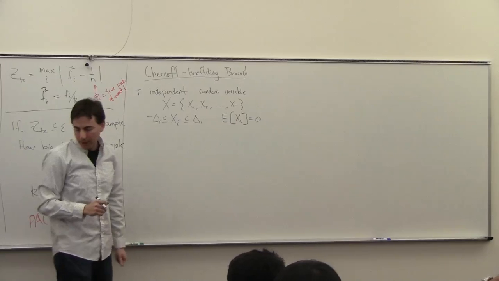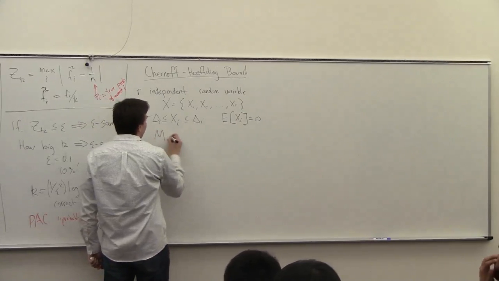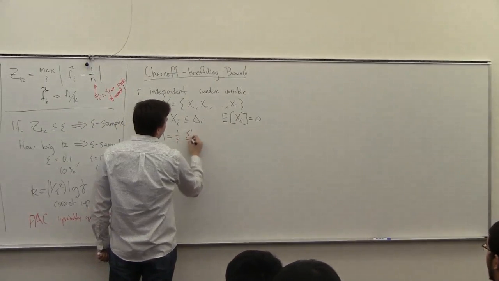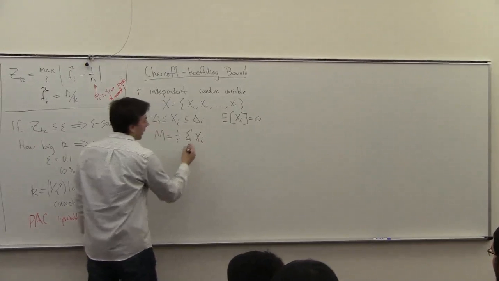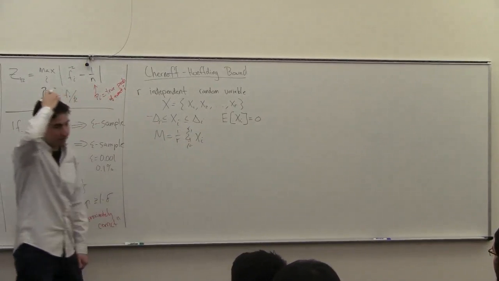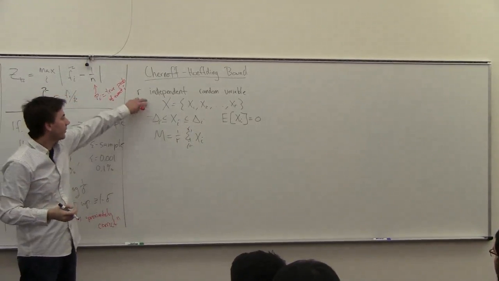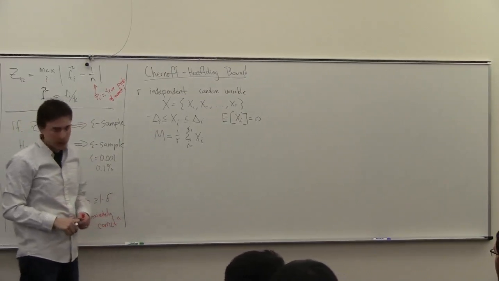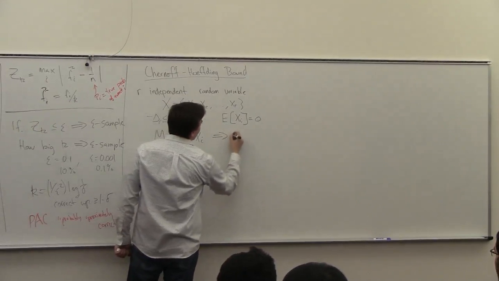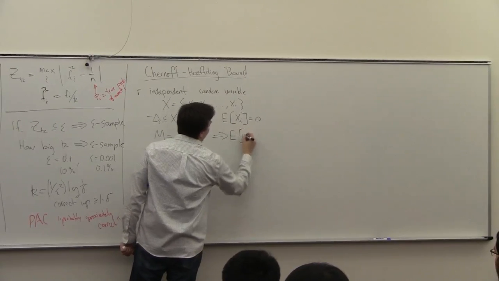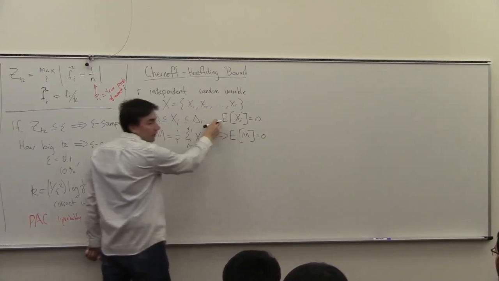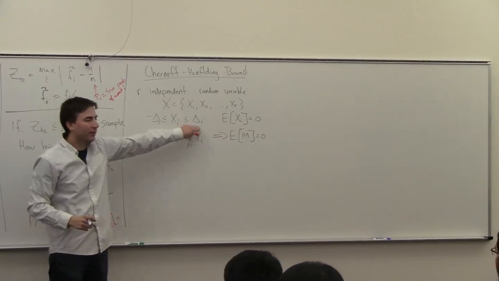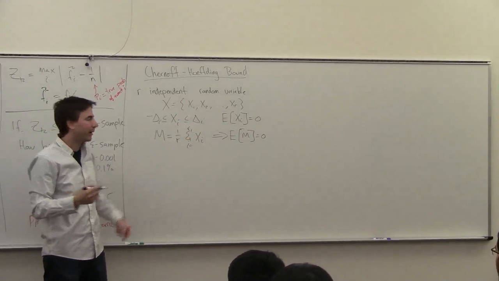Okay? And then what we're going to look at is the average of all of these. So let M equal 1 over R of the sum of all these Xi's. So we have a bunch of these random variables, and we're going to look at the result of the average of all of them. And what we know is that the expected value of M is also zero based on this property. And it's also at most the sum of the delta i's. But we're going to get a much tighter bound.